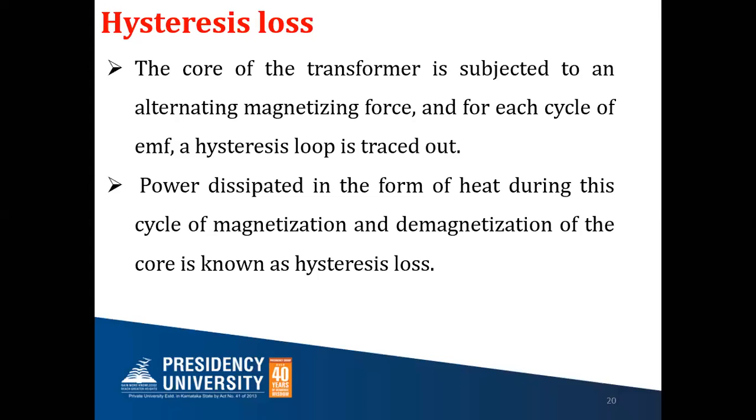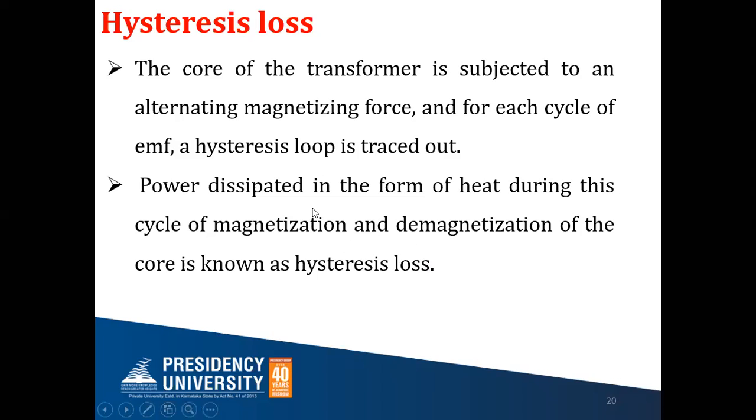So the direction change will lose some kind of energy. That kind of loss happens because of the alternating nature of the magnetizing force. It will lose some kind of energy, and that kind of power loss we call hysteresis loss. So whenever there is a change in the magnetic flux direction, there will be some loss of energy. That kind of power loss we call hysteresis loss. I hope you understood.